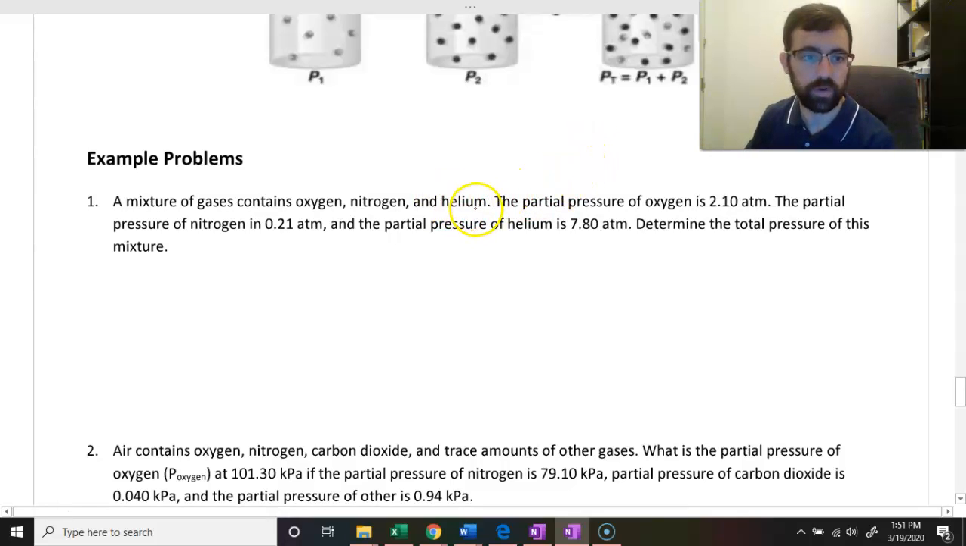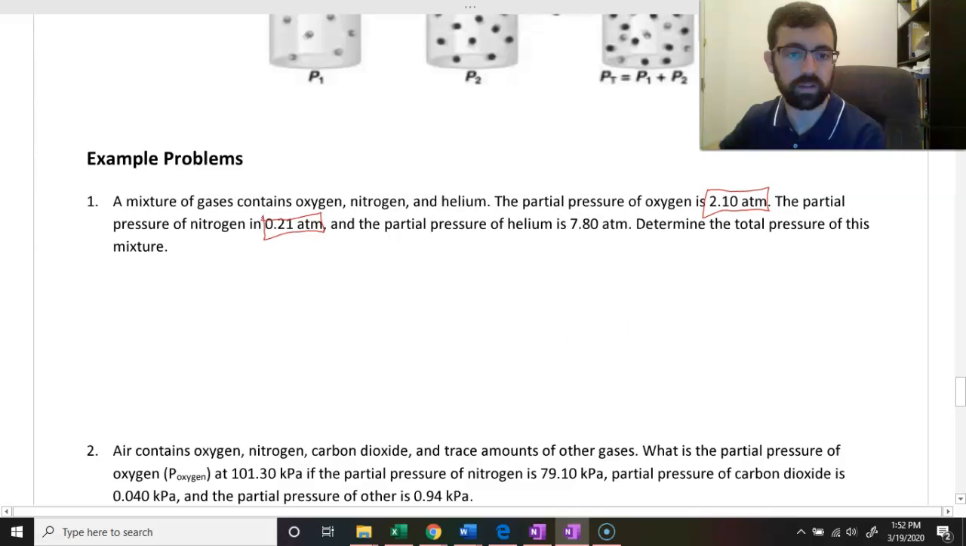So if you look at this first problem, a mixture of gases contains oxygen, nitrogen, and helium. So it has 3 gases in it. Let's read carefully and decide what each pressure is. This 2.10 atm, we know that that's a pressure. The pressure of what, though? The partial pressure of oxygen. Okay, that's a partial pressure. The partial pressure of nitrogen, that's our second pressure, is 0.21 atm. And the partial pressure of helium, that's another partial pressure, 7.80 atm.